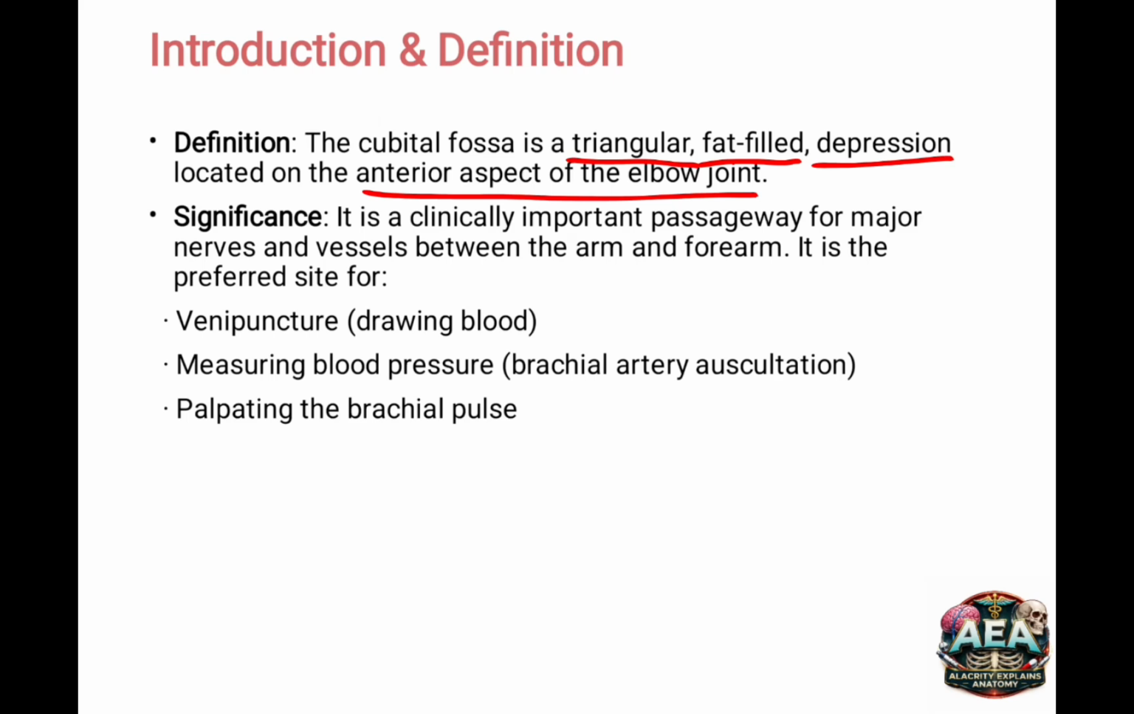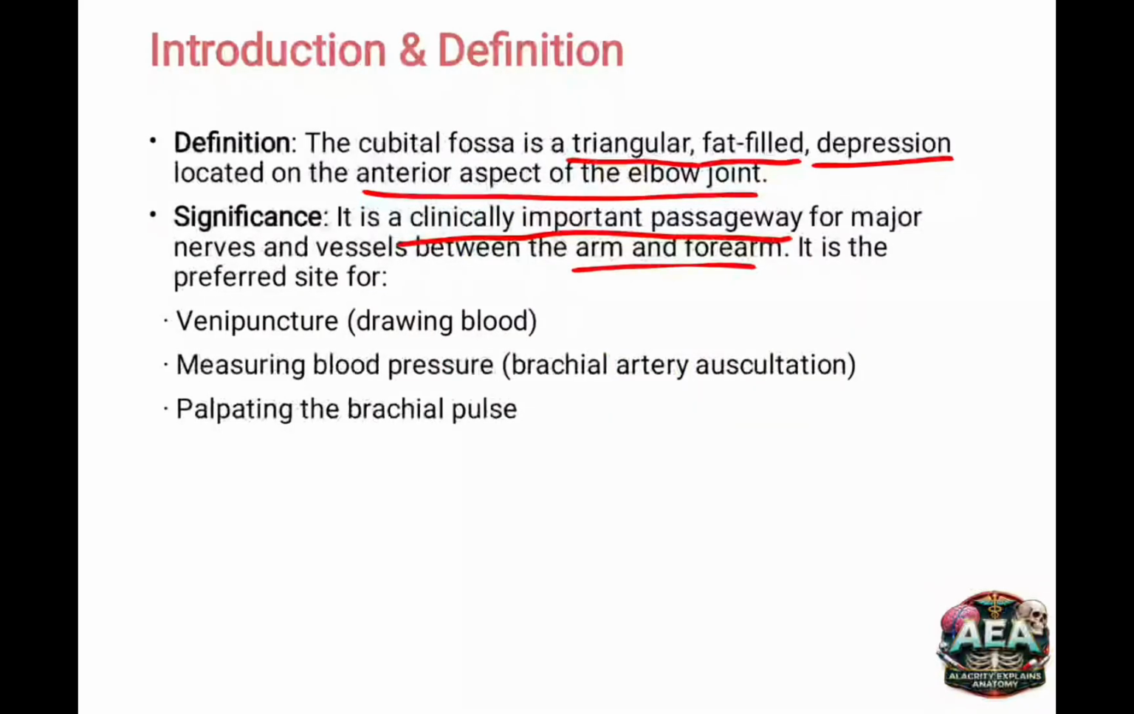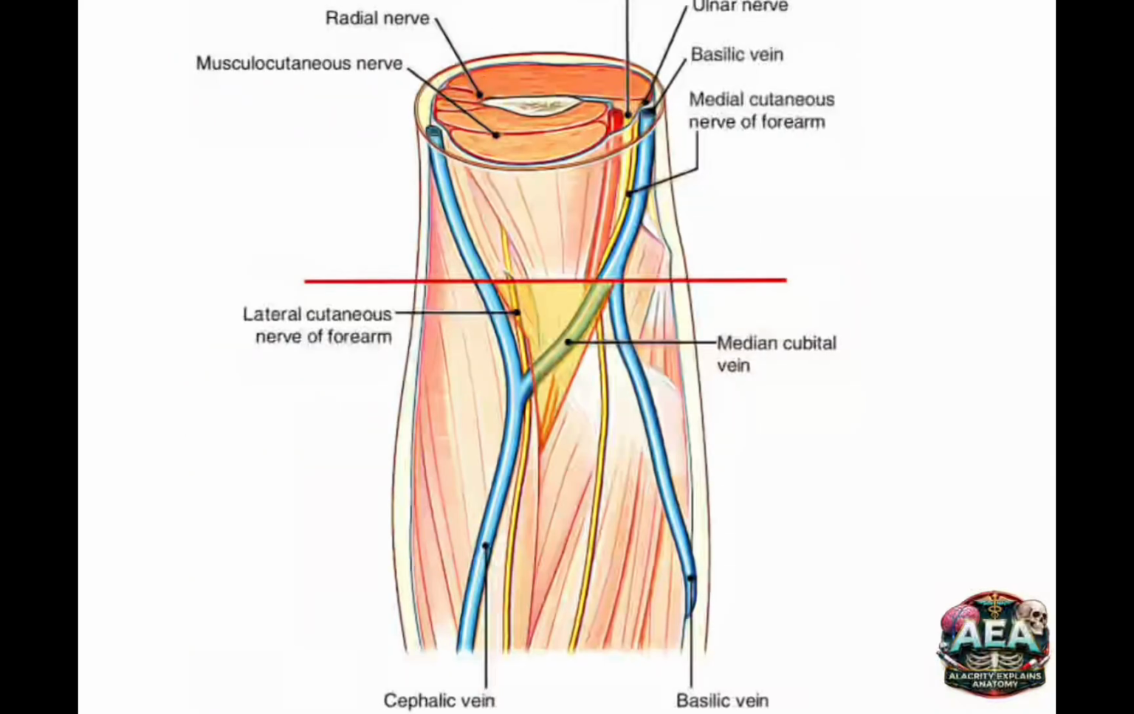Why is it important? It is a clinically important passageway for major nerves and vessels between the arm and the forearm. It's a preferred site for venipuncture, which is a procedure for drawing blood, for blood pressure measurement, as well as palpating the brachial pulse.